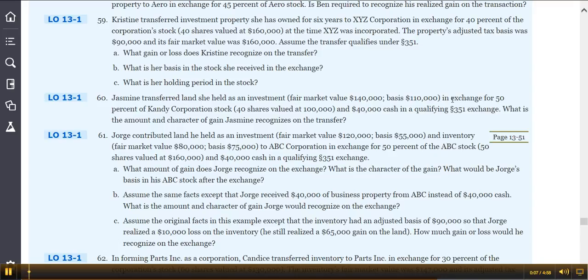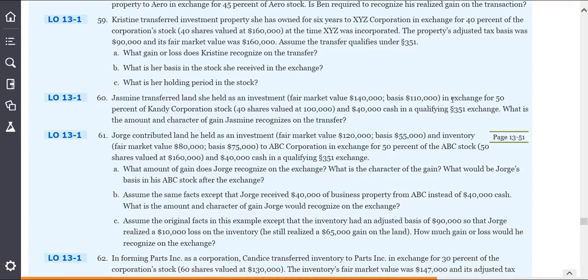Jorge contributed land he held as an investment, fair market value of $120,000. His basis was $55,000. In the inventory, fair market value of $80,000, basis $75,000, to ABC Corporation in exchange for 50% of the ABC stock, 50 shares valued at $160,000 and $40,000 cash in a qualifying 351 exchange.